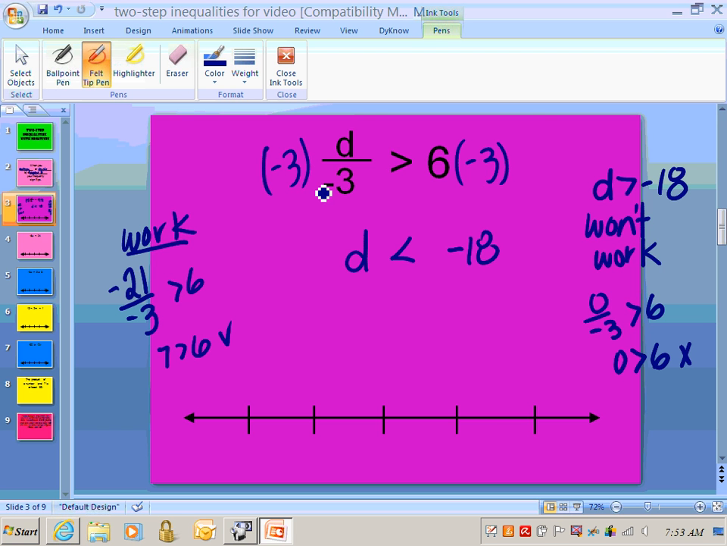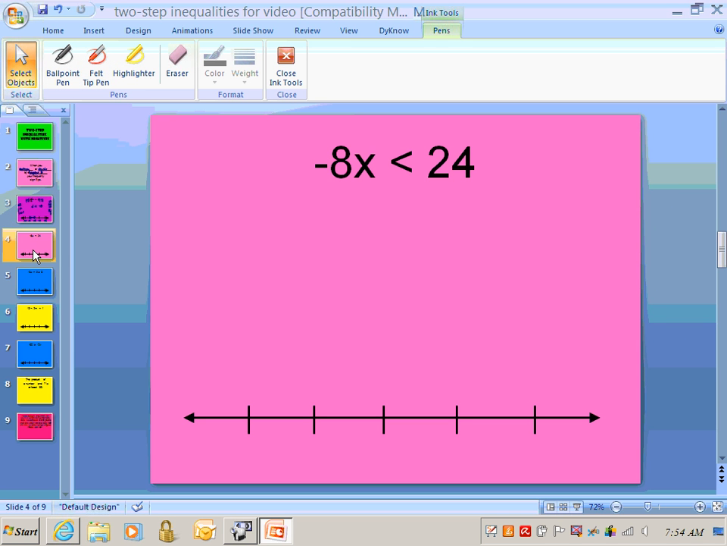So how we would graph this on a number line, if we had -18 here, we go to the left, we have less numbers, so -19, -20, so -17 and -16. Since it was not equal to, we're going to leave it as a hollow circle. And a number that would fit in here, a number less than -18, would be -19. And that's the way we're going to shade.